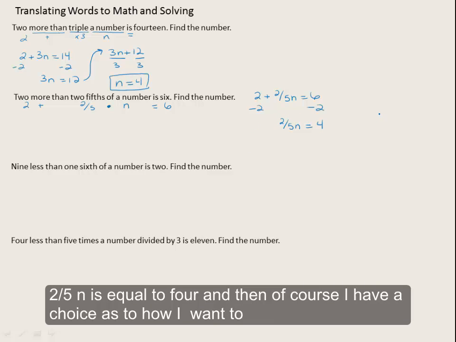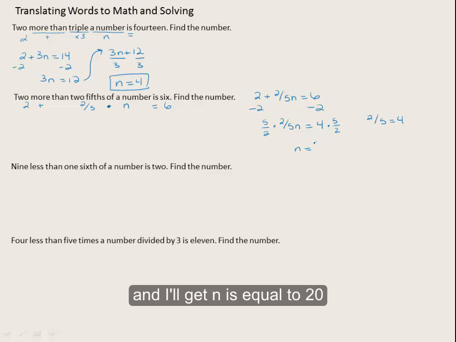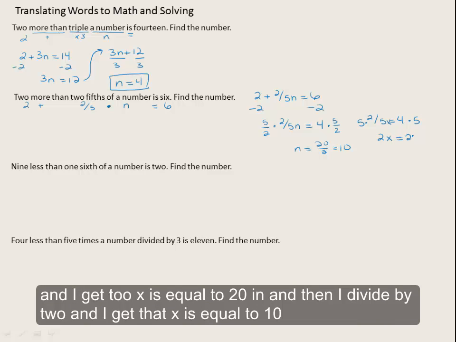And then, of course, I have a choice as to how I want to pursue this. I can multiply both sides by the reciprocal, and I will get n is equal to 20 over 2, which is equal to 10. Or I can multiply both sides by the denominator, and I get 2n is equal to 20, and then I divide by 2, and I get that n is equal to 10.